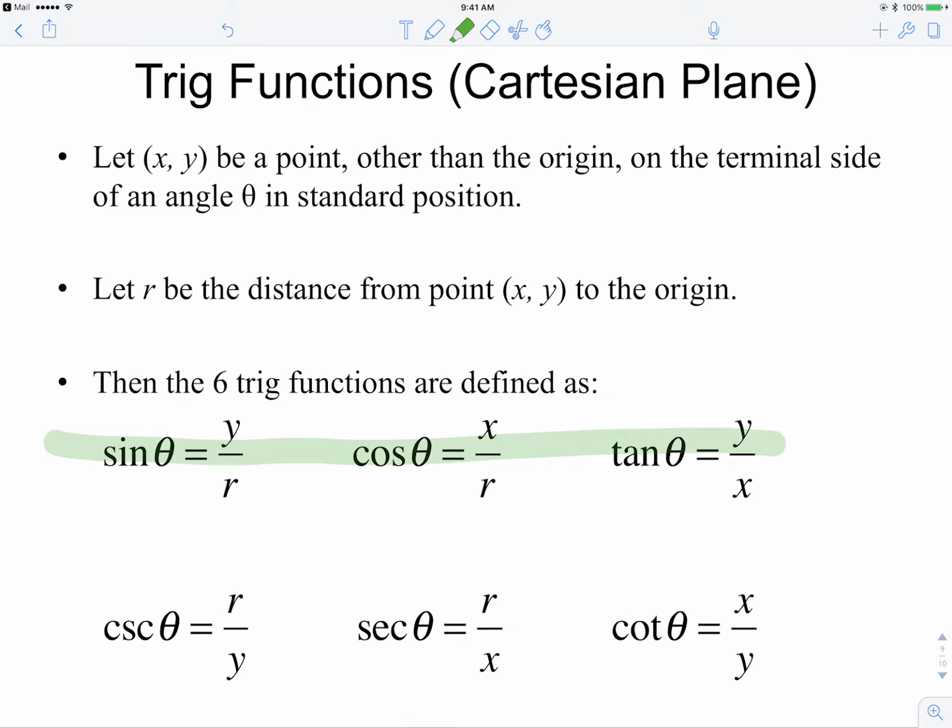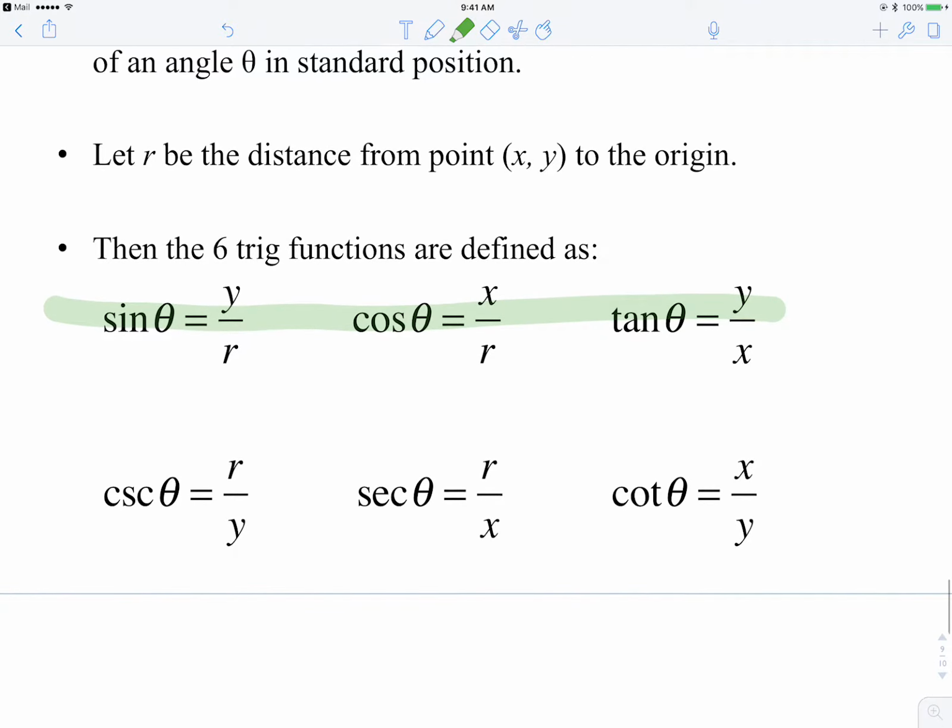What are CSC and the others? These are the reciprocal trig functions that we'll talk about next time. There are 6 total trig functions, and we will talk about the reciprocal trig functions next time. The last ones are secant and cotangent.